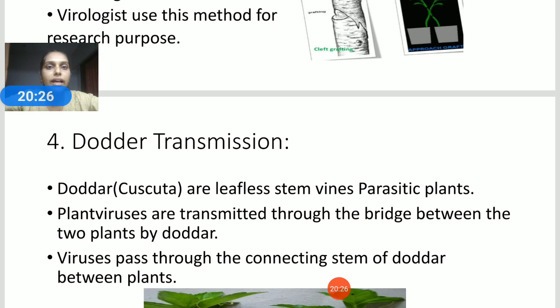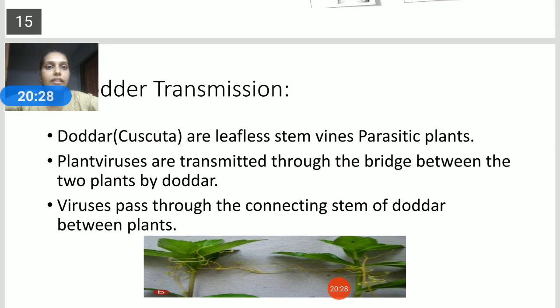Next is dodder transmission. In dodder transmission, Cuscuta is a leafless stem parasitic plant. Plant viruses are transmitted through the bridge between the two plants by the dodder. Viruses pass through the connecting stem of a dodder between the plants. Two plants are connected by the dodder.